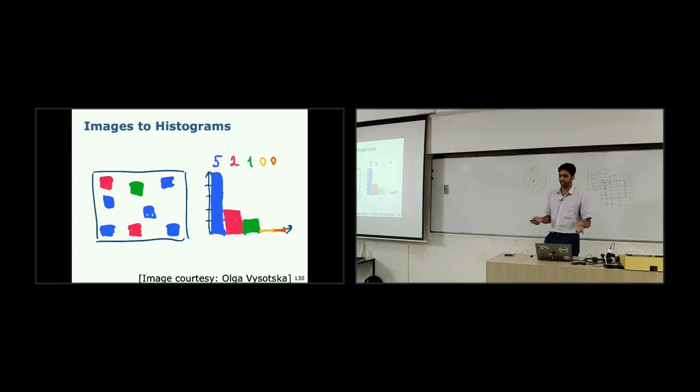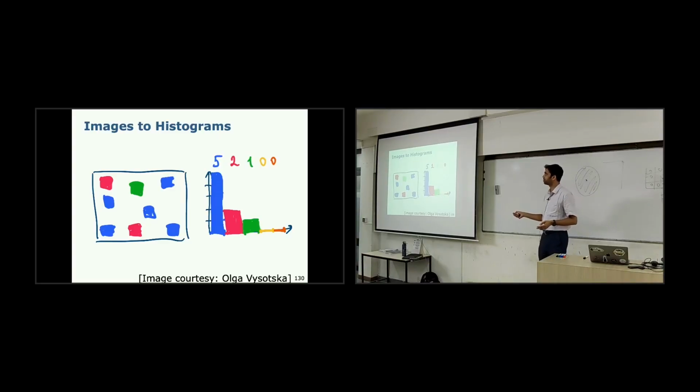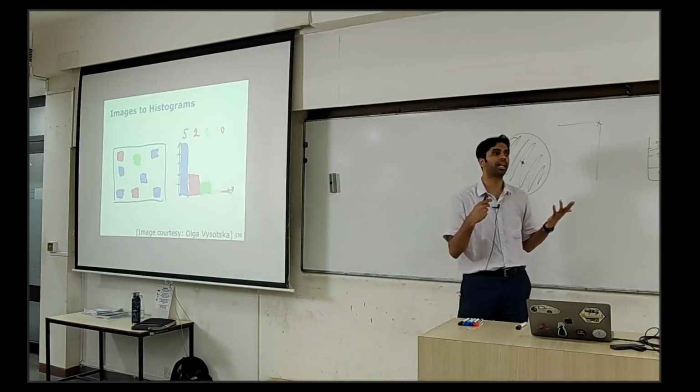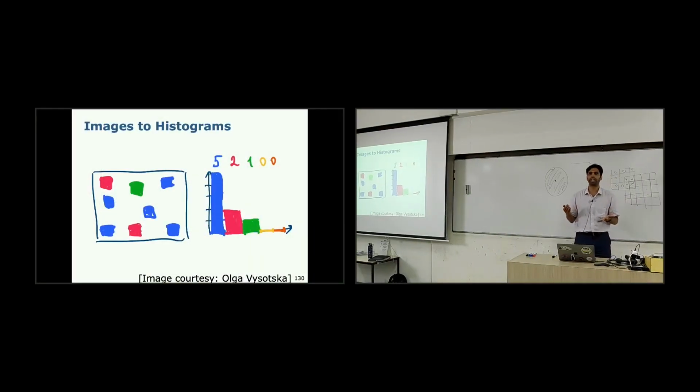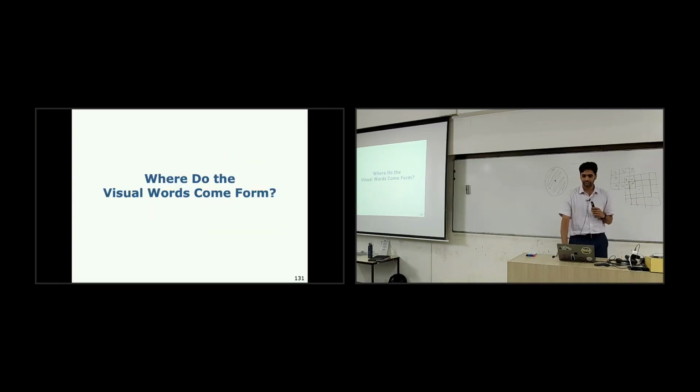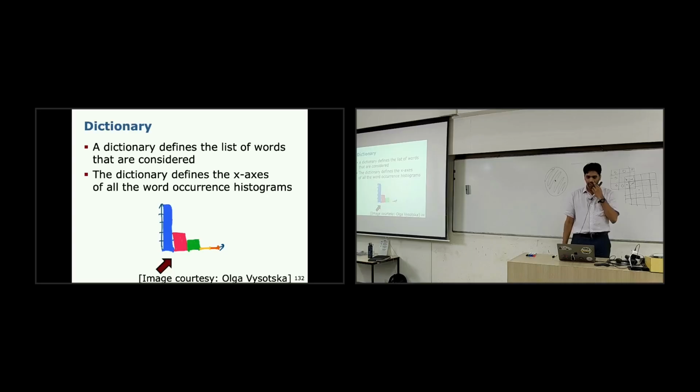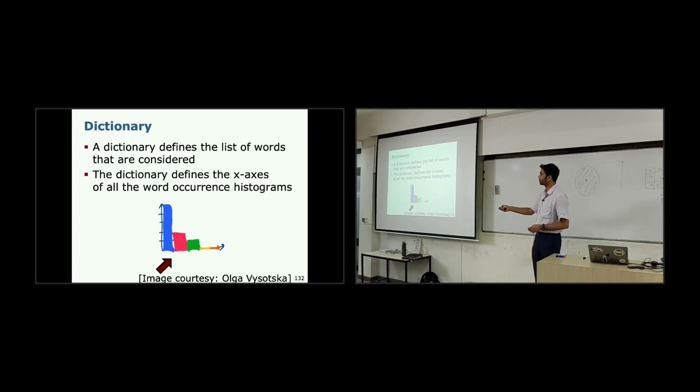Now the question you might ask is, where did we get these words from? So where did I get the blue word from? Where did I get the magenta word from? We don't have an Oxford dictionary for image patches, right? So we need to create that dictionary of image patches. So that's the next question that we look at. Essentially, if you think of a dictionary, it's those things that sit on the x-axis on our histogram. These are the words that we want to compute.